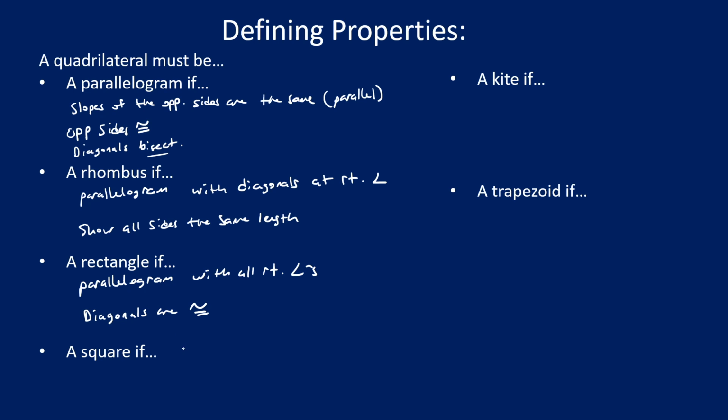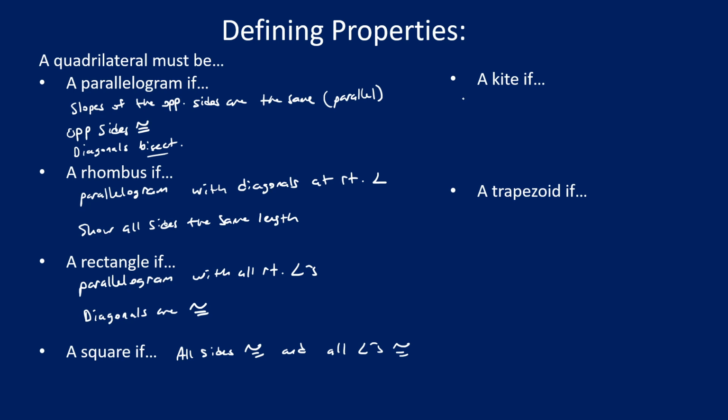A square, that takes a little more work. You need to show all sides are the same and all angles are 90. That'd be one way. Or you could show that the diagonals are the same length and bisect at right angles. So we'll do an example with a square, but there's quite a few ways you could go about that.